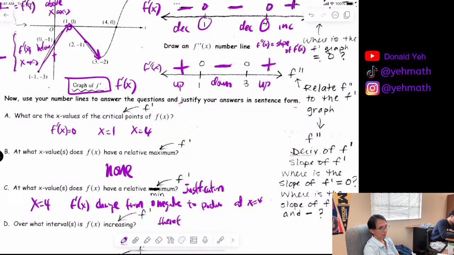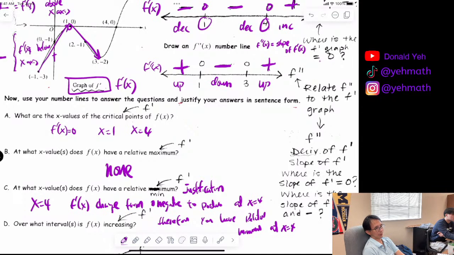Therefore, you have a relative minimum at x equal to 4. Just put f prime of x changes from negative to positive at x equals 4. Can I just put that and not put therefore? Yeah, I mean, it's just going to get you 1 point. I'll write it down, but that's probably good enough. Just write down x equal to that.